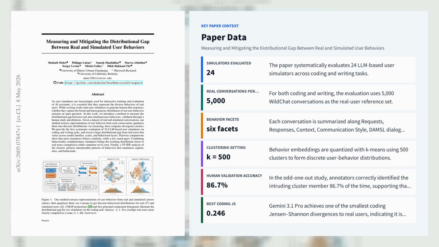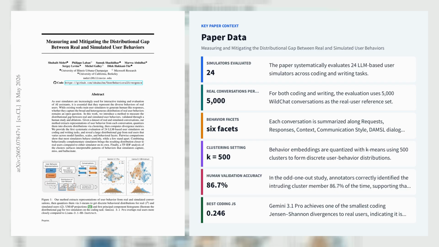The paper's key novelty is that the gap is not uniform. Simulators are relatively better on requests and context, but much weaker on communication style and dialogue acts, where fine-tuned simulators outperform general-purpose LLMs. A TF-IDF analysis of behavior clusters shows simulators often capture iterative troubleshooting, but miss terse, transactional exchanges and hallucinate excessive politeness. Finally, the authors show that mixing behaviorally complementary simulators, such as Gemini 3.1 Pro with GPT-5.4, reduces JS divergence below either model alone, suggesting simulator routing as a practical path toward closing the sim-to-real gap.